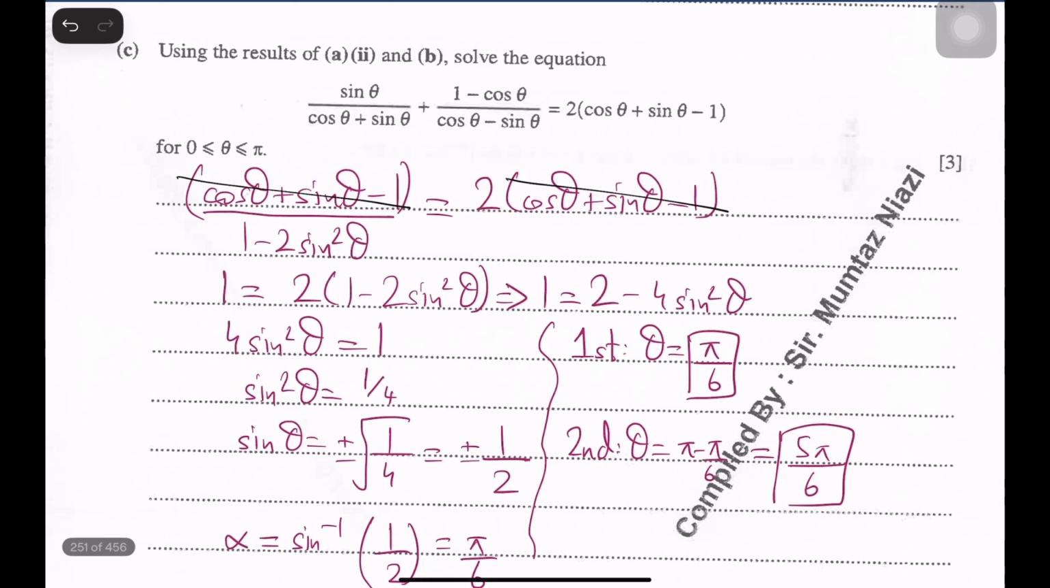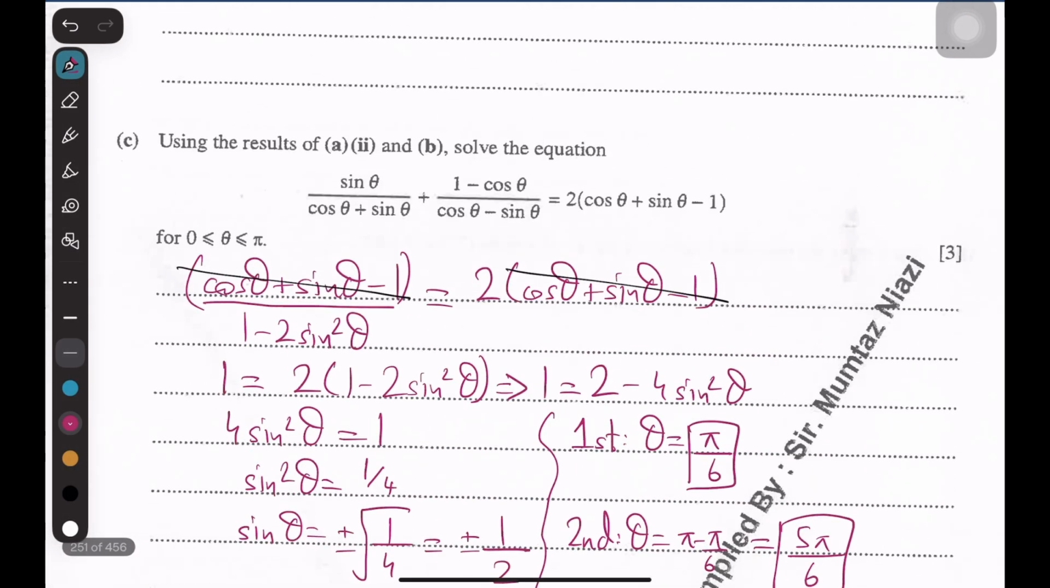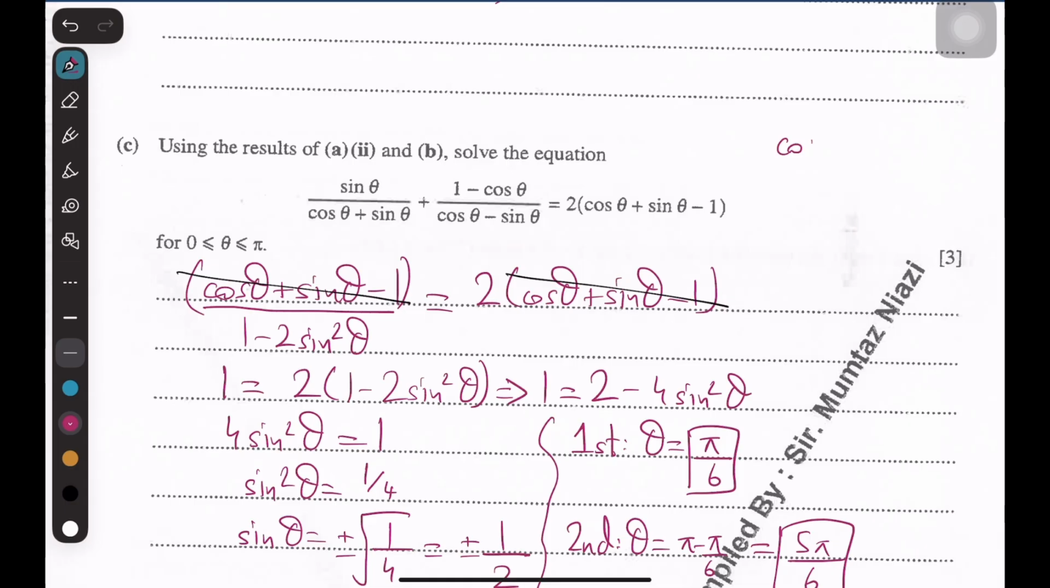In that possibility, if we're considering cos theta plus sine theta minus 1 equals 0, so we basically have cos theta plus sine theta equals 1. This is where this statement comes into play, using the results of part A2.